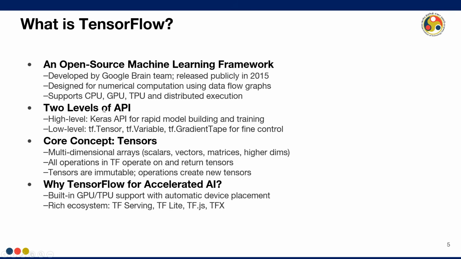Two levels of APIs are used here. The high level API, which is the Keras API, is for rapid model building, usually used for quickly prototyping and seeing how the training is going. And low level APIs are available, like tf.tensor, tf.variable, tf.GradientTape. So different low level APIs are there, which give you fine control over the complete model definition.